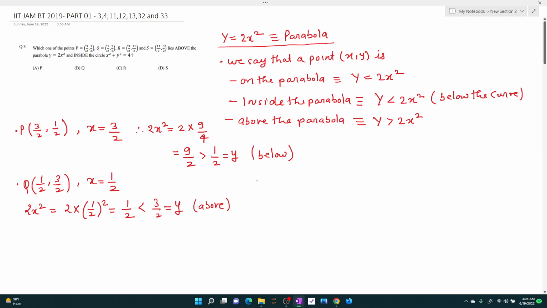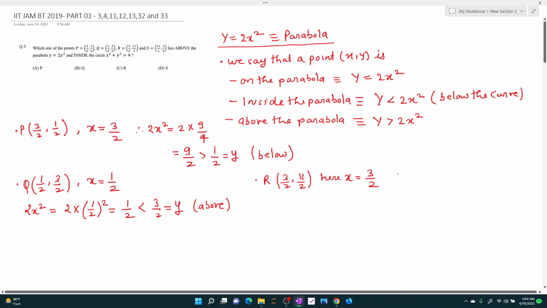The third one is let's check the point R. The point R is (3/2, 11/2). So again the value of x is the same, that is 3 by 2, right? Therefore, the value of 2x square will be 9 by 2, which is again less than 11 by 2, that is y. So we can say that this point is above the parabola, right?